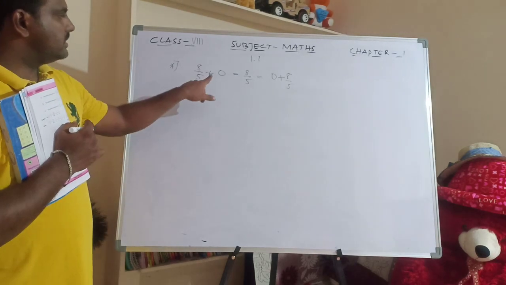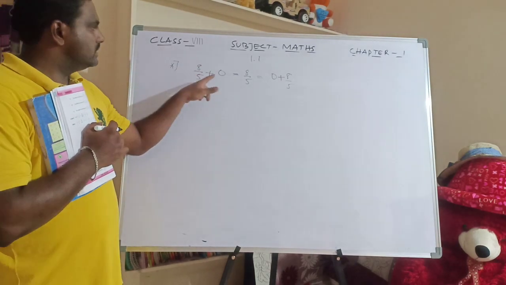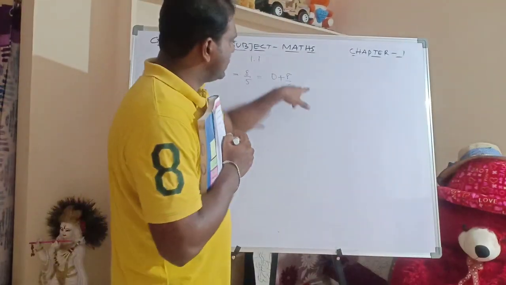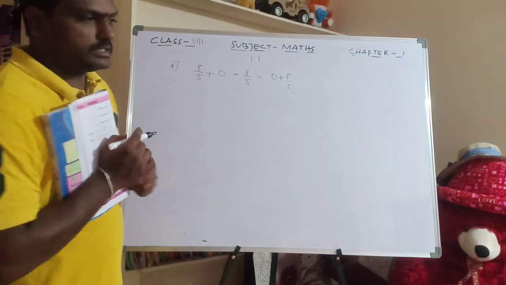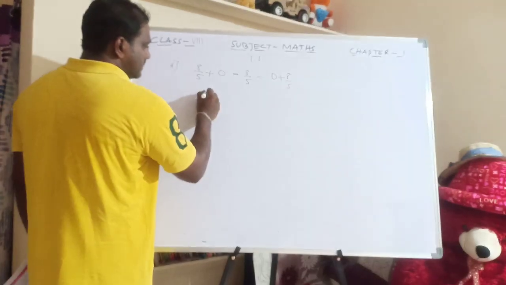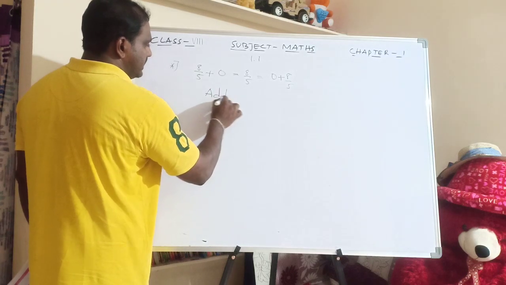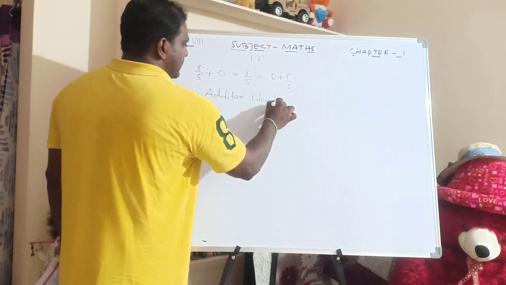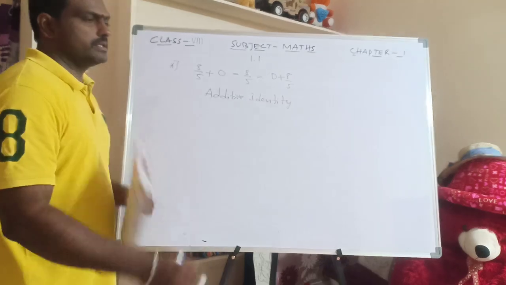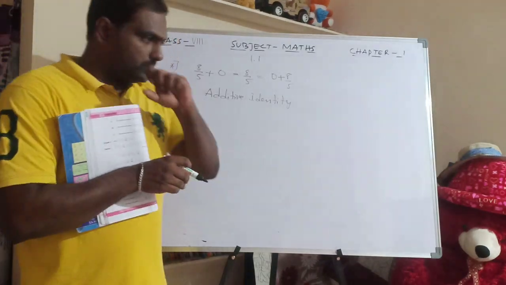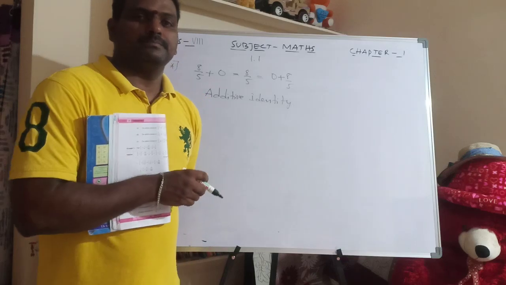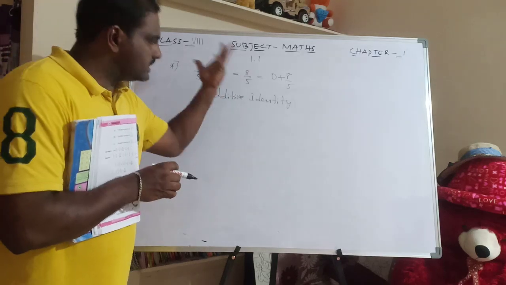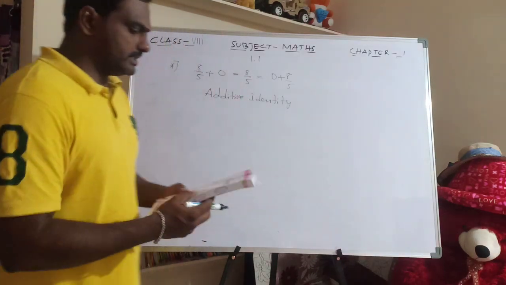Now look at this: when 0 is added to a rational number, you get the same rational number. Here also 0 is added to the rational number, and I get the same number. You know what this is? Yes, this is called additive identity. Which property is used? Additive identity. Yesterday we explained: if we add 0 to any number, you get the same number. That means any rational number plus 0 gives the same number. That is the property in the first example.